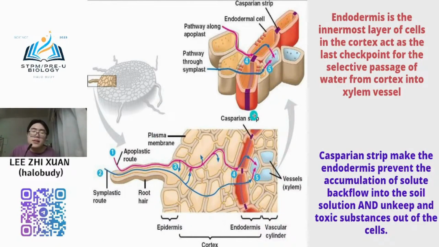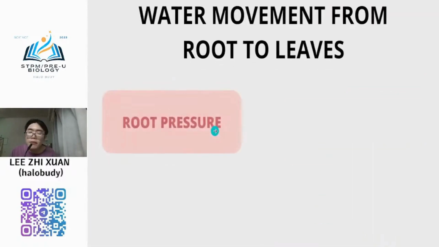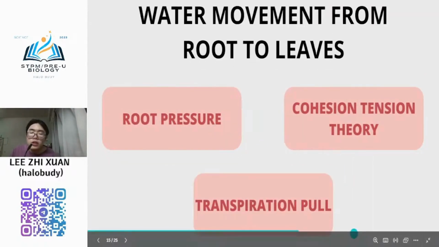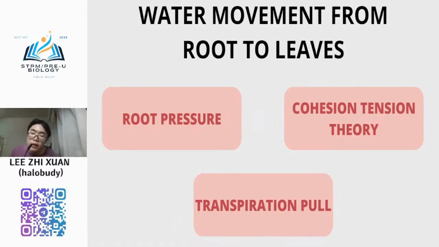Okay, so these are the three major pathways by which the water molecule moves from the root hair into the xylem vessel. Okay, any questions so far?